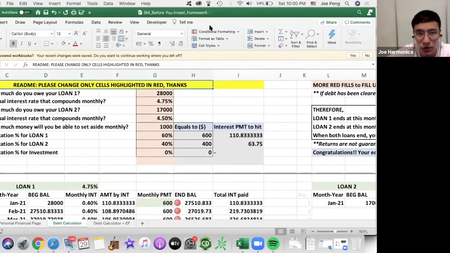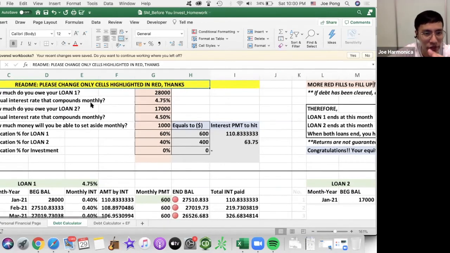If you are lost and don't know where to find this spreadsheet, it is in the Zoom group chat box. You can just click on the spreadsheet, download it, open it, and voila, you can start working on it.